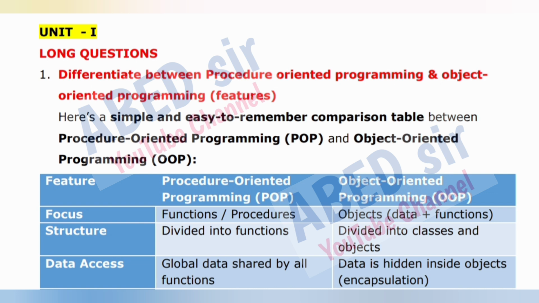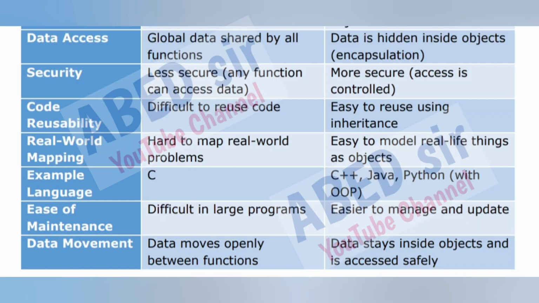Feature, procedure-oriented programming (POP), object-oriented programming (OOP). Focus: functions and procedures versus objects, data plus functions. Structure: divided into functions versus divided into classes and objects. Data access: global data shared by all functions versus data hidden inside objects, encapsulation. Security: less secure, any function can access data, versus more secure, access is controlled. Code reusability: difficult to reuse code versus easy to reuse using inheritance.